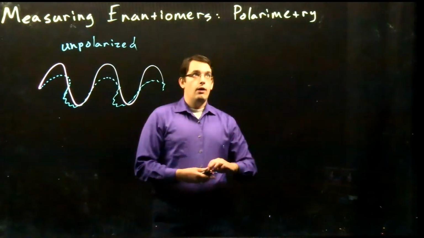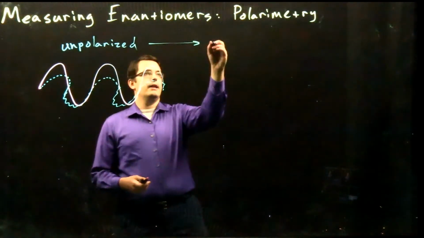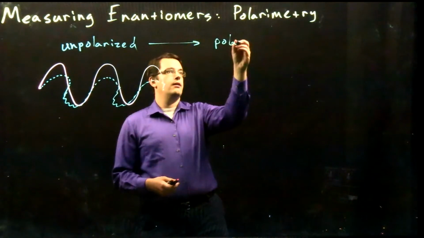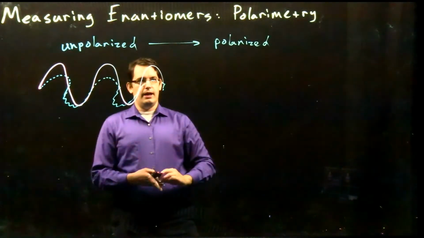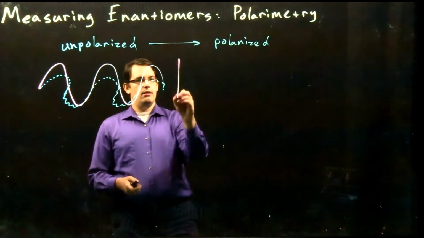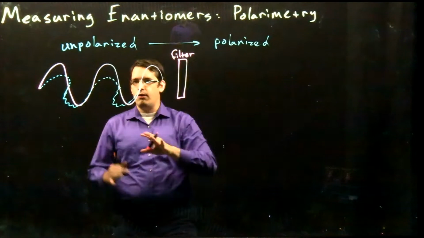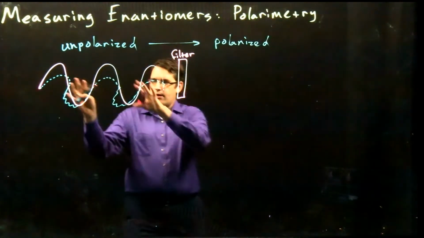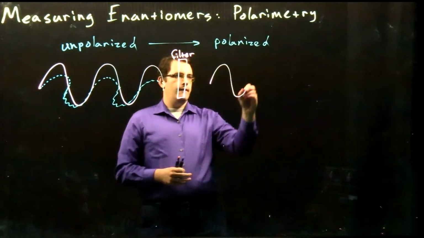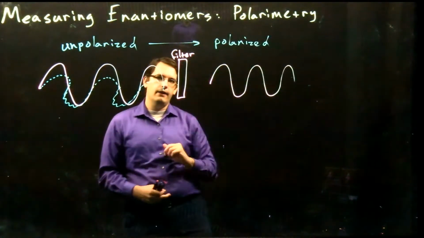Now, with our polarimeter, what we're going to do is take this unpolarized light and filter it to make polarized light. So we take this light and pass it through our little filter, which is just going to block out all the waves that are oscillating in different directions, except for our one wave that's oscillating in one direction. So we just have our up and down oscillating light wave.